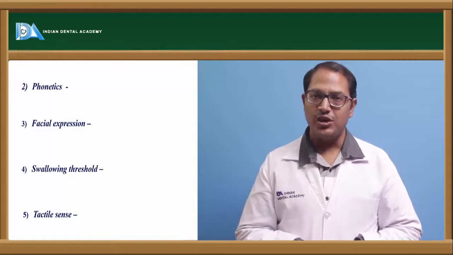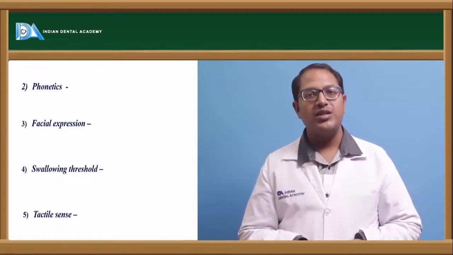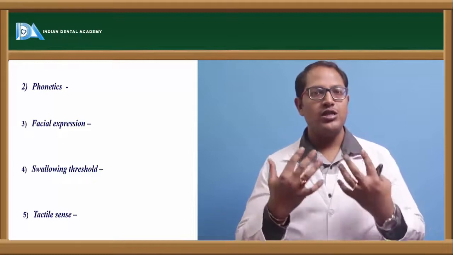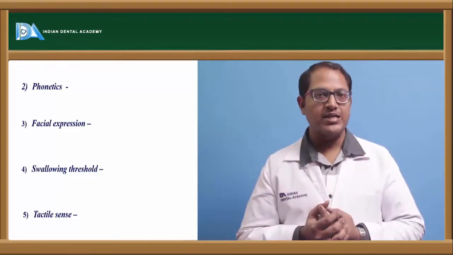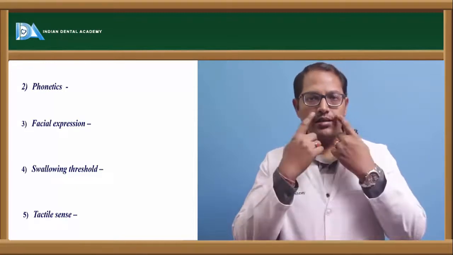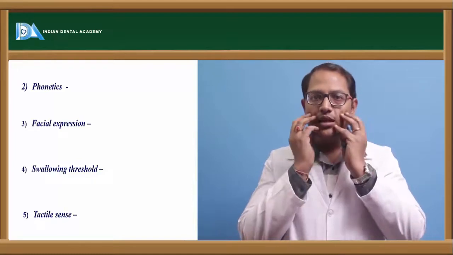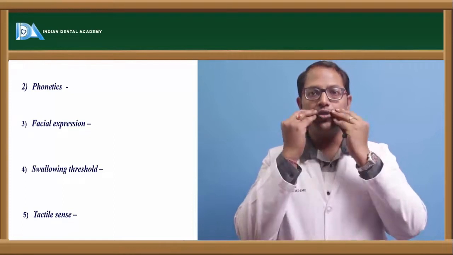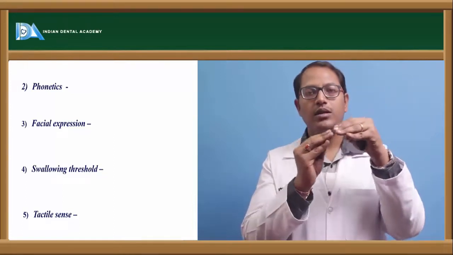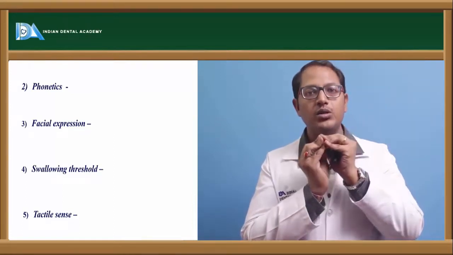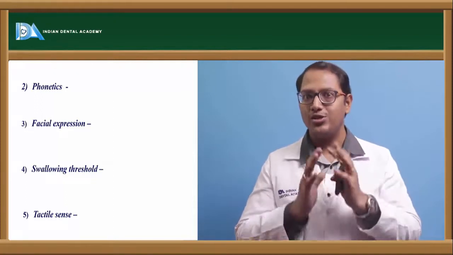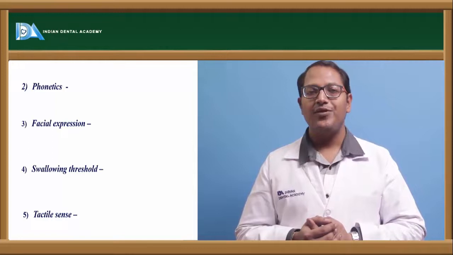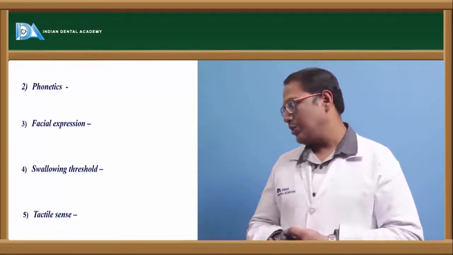Facial expression, of course, comes with the experience of a dentist. After putting your denture base and your maxillary and mandibular wax rims, if there are still wrinkles present, still getting deeper, that means you can still increase your vertical dimension. If it is stretched out, the lips cannot competently come close to each other, so your vertical dimension is more. These are the facial expressions by which you can judge if your vertical dimension is right or wrong.